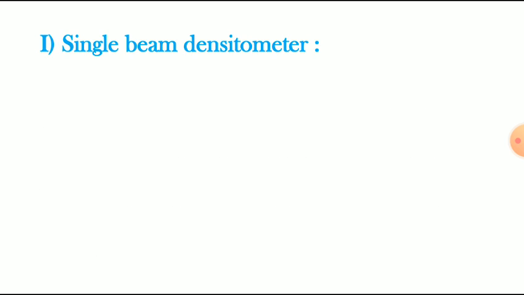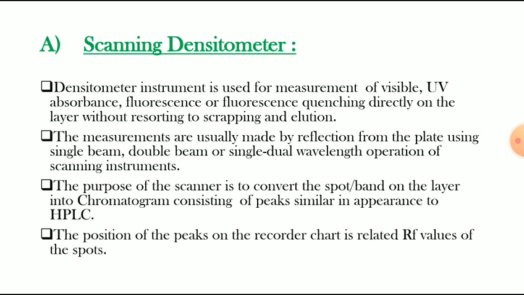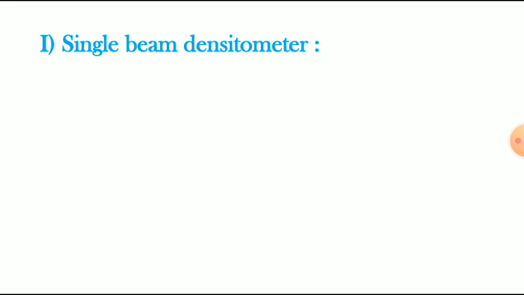So first we will see the single beam densitometer. We are looking at the scanning densitometer. Into this scanning densitometer, there are two densitometers, that will be single beam densitometer and double beam densitometer. Now we will see the actual working of the single beam densitometer.